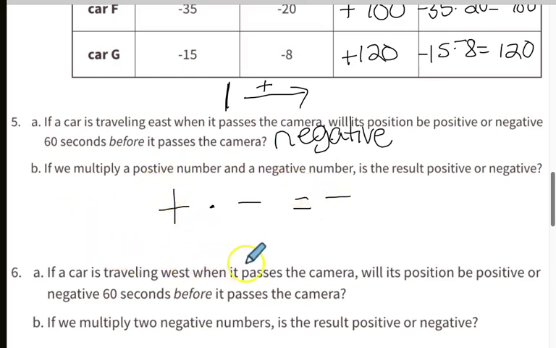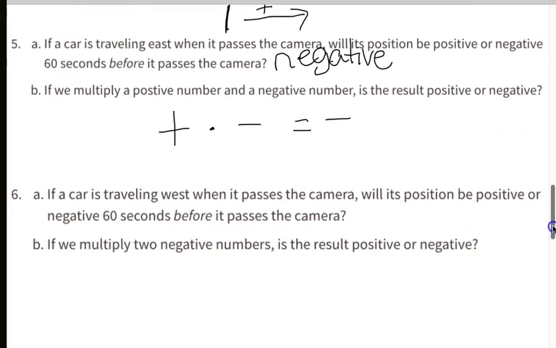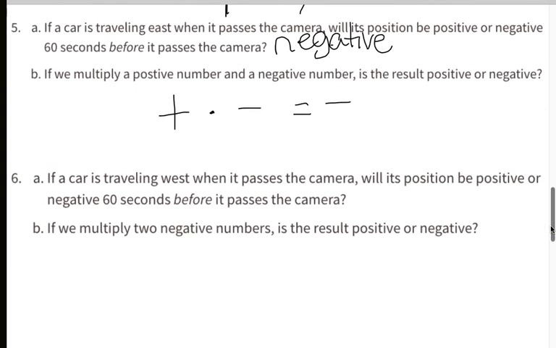If a car is traveling west when it passes the camera, will its position be positive or negative 60 seconds before it passes the camera? So it's the opposite. If it's going to the west, which means going to the left, that means it's starting on the right side, and so its beginning position would be positive.